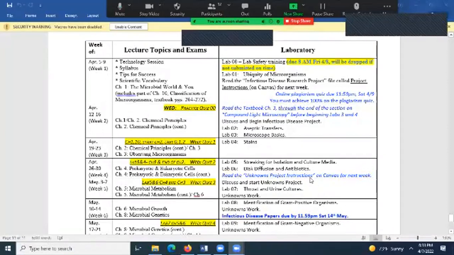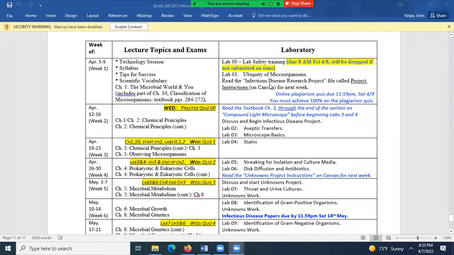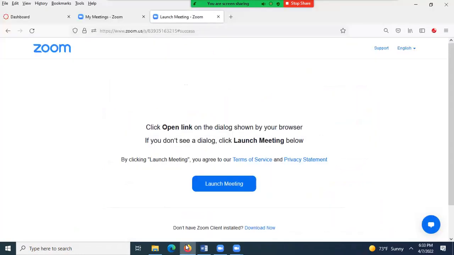Okay, we're covering Lab 01 today, the ubiquity of microorganisms. Let me remind you, you should read the infectious disease research project file called Project Instructions in Canvas for next week. And I think I've got that up here.